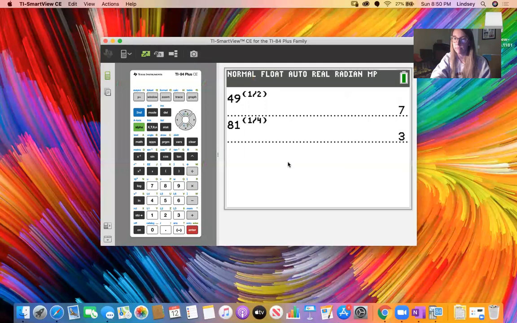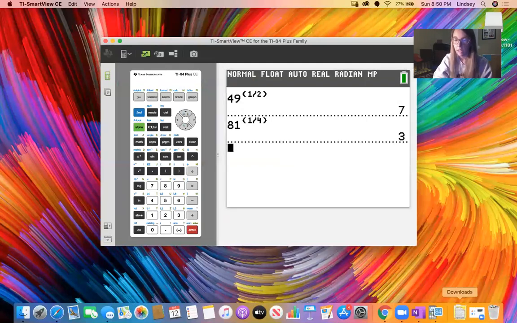is 3. Now you can't really do this on your calculator on your phone, so that's why I highly recommend downloading the TI-84 calculator app. It's free, okay, and you can do all of these same things, and it will look identical to the one I have on my screen.